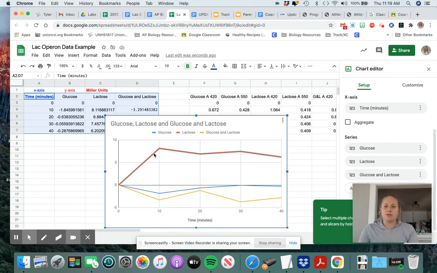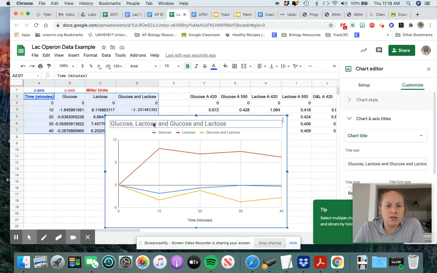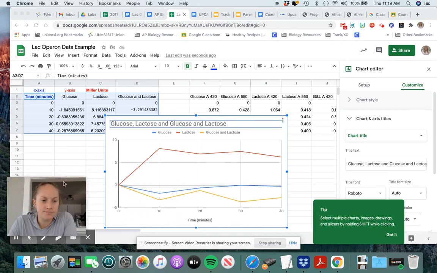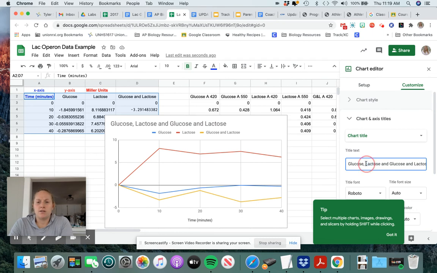So now you'll need to change the title. Remember to come, I'll move myself over here. I'm over here now. So change this to beta-galactosidase activity in various environments. That would be a good title, because that's literally what this is measuring.